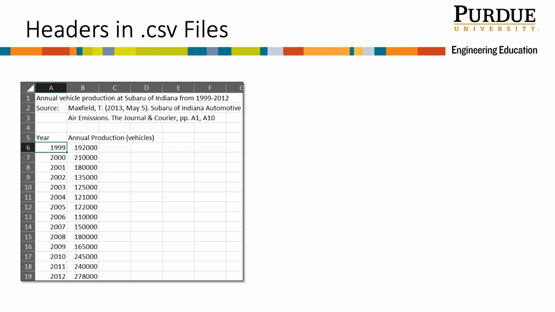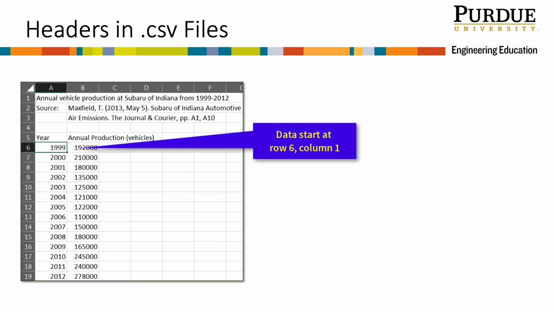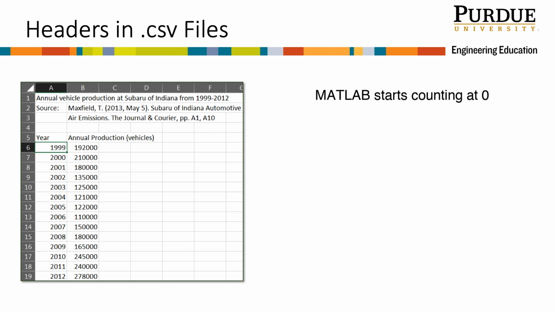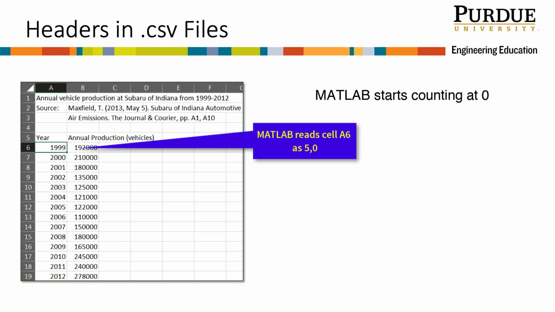CSV read provides us with an option that is not available with the load command. We can specify the row and column of the starting point of the numeric data in the file. In this example, there are 5 rows of header information, and the numeric data start in the 6th row, first column. However, MATLAB starts counting at 0, so it reads cell A1 as position 0,0. We want MATLAB to read all the data starting at cell A6, which MATLAB interprets as row 5, column 0. From that entry, MATLAB can read all remaining rows and all remaining columns in the dataset.